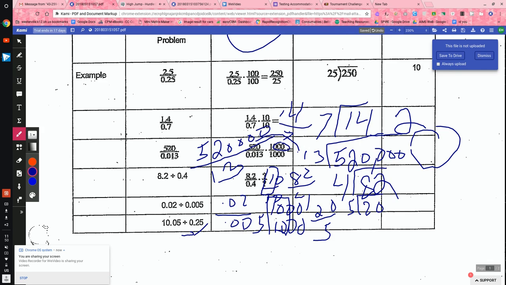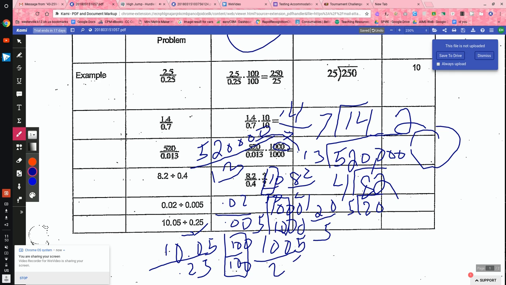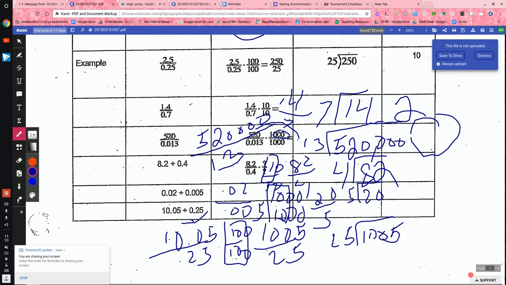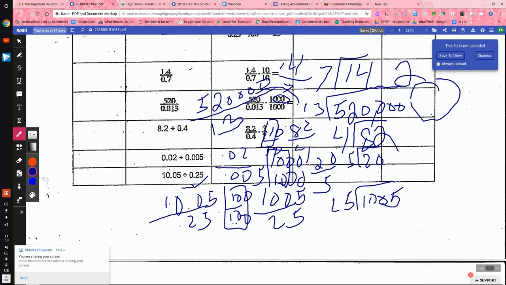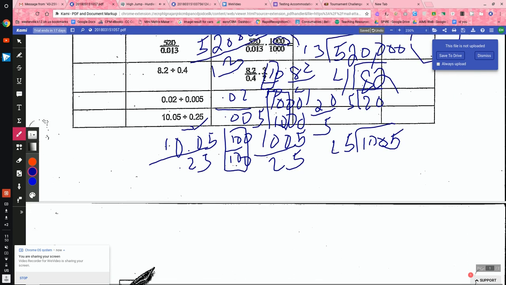And then the last one here, we got 10 and 500ths over 2,500ths. We're going to multiply that by 100 to get 1,005 over 25. And then you're going to divide how many 25s go into 1,005. All right. So if you got to slow that down, copy that, you should be able to find all your answers.